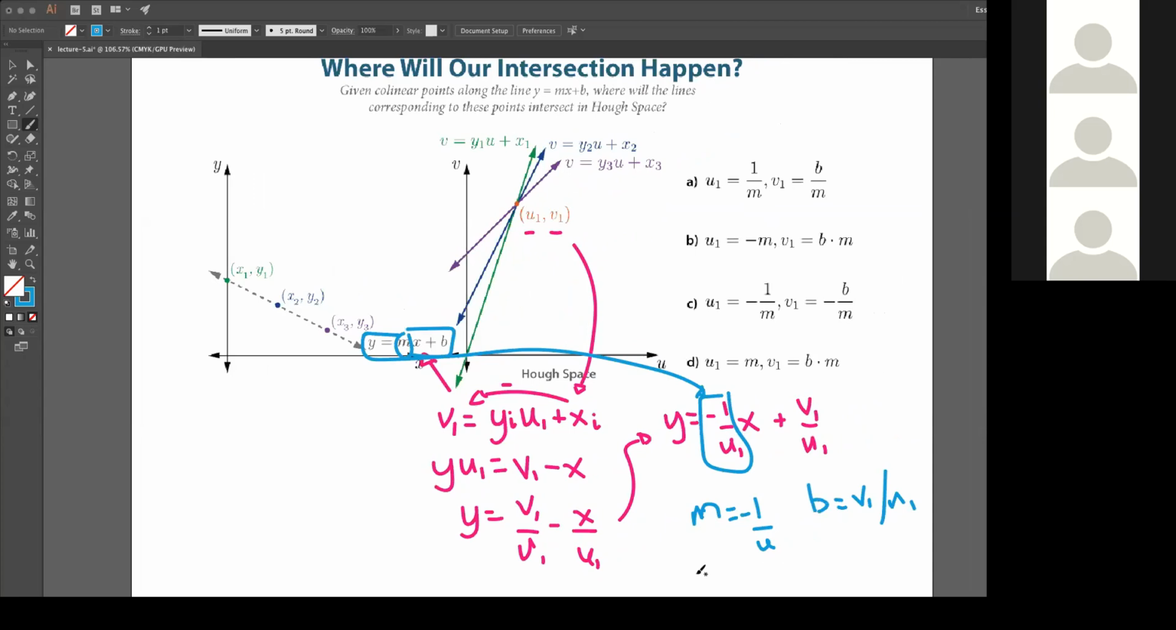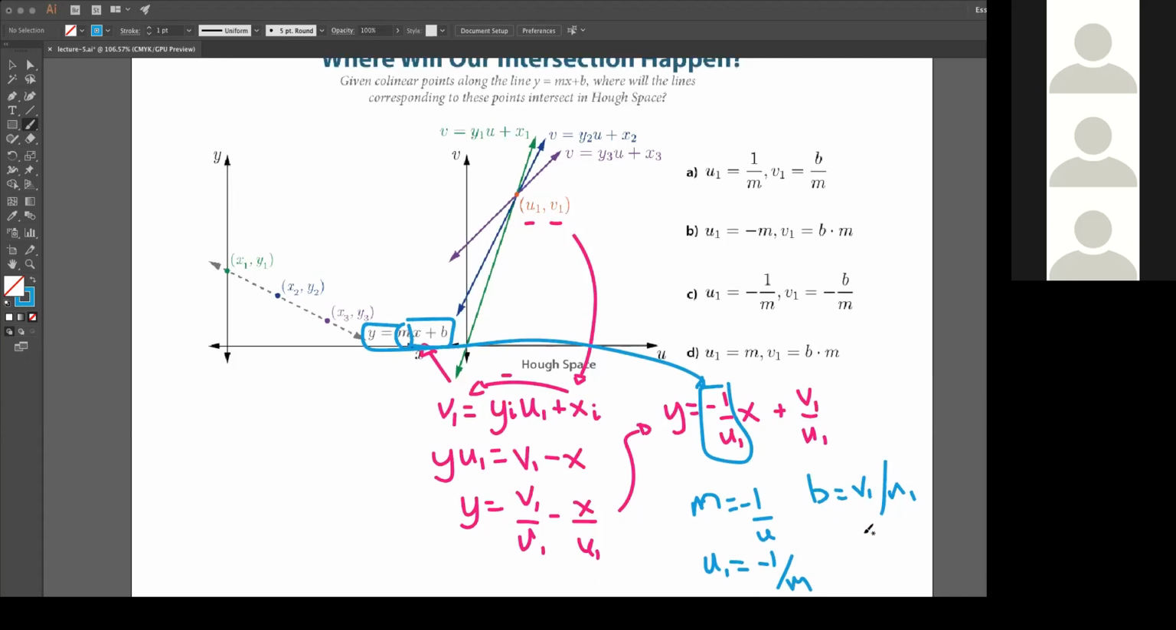And if you go one more step, you'll get u, for example, and I really should have a 1 there. u is equal to minus 1 over m. Minus 1 over m is our u point. Okay, u1 is equal to minus 1 over m. So it looks like C is probably the answer. Let me confirm. Yeah, so minus 1 over m. And if we solve this equation, we have to do a little substitution, but I think we'll end up with C. Okay, cool.